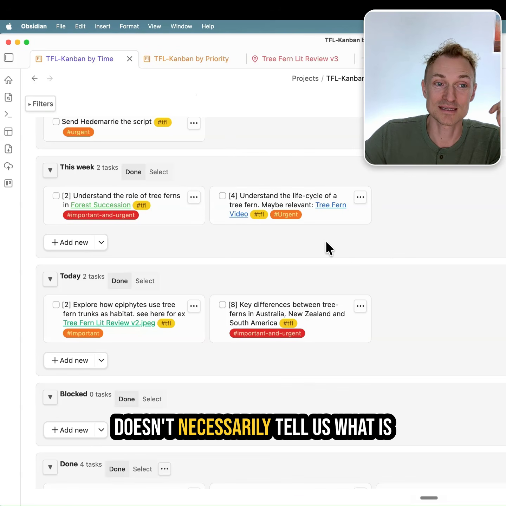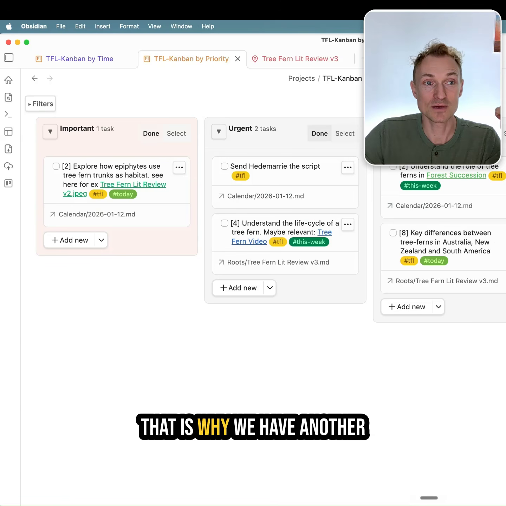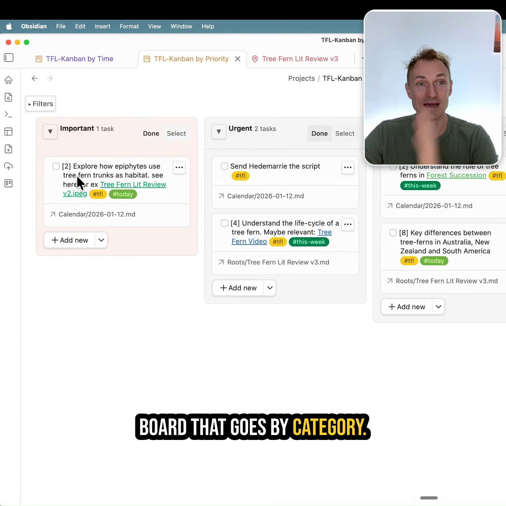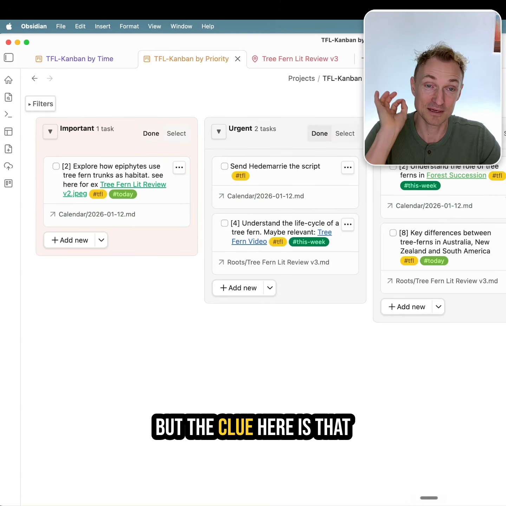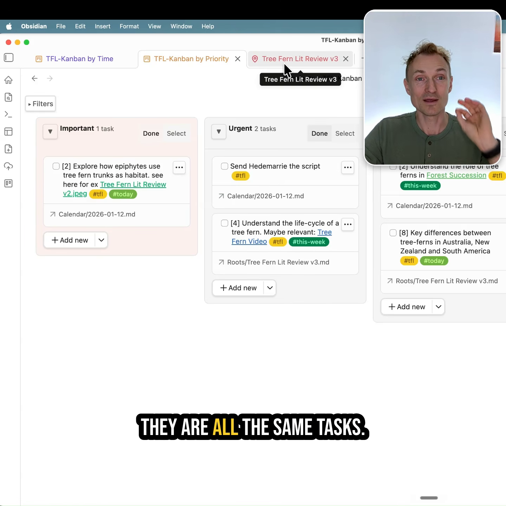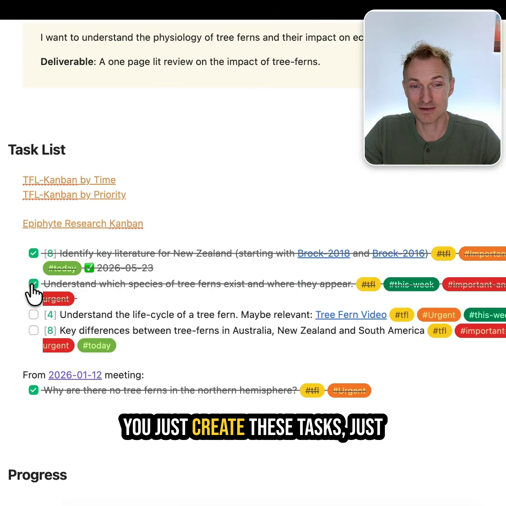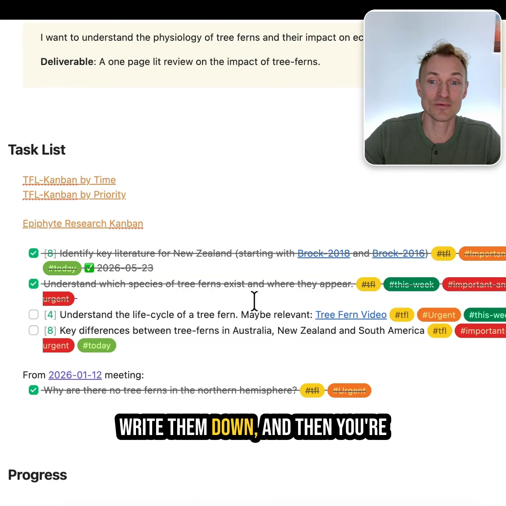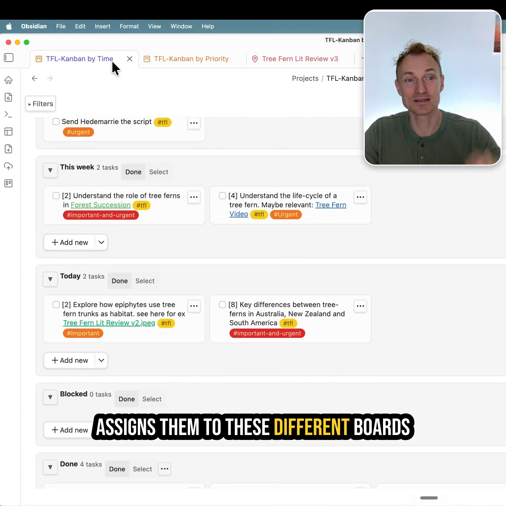But that board doesn't necessarily tell us what is important and what is not important. That is why we have another board that goes by category. So there's important tasks, there's urgent tasks, and so on. But the clue here is that these are not separate tasks. They are all the same tasks. The way it works in Obsidian is that you just create these tasks, just write them down, and then you're going to use some tags that assign them to these different boards.